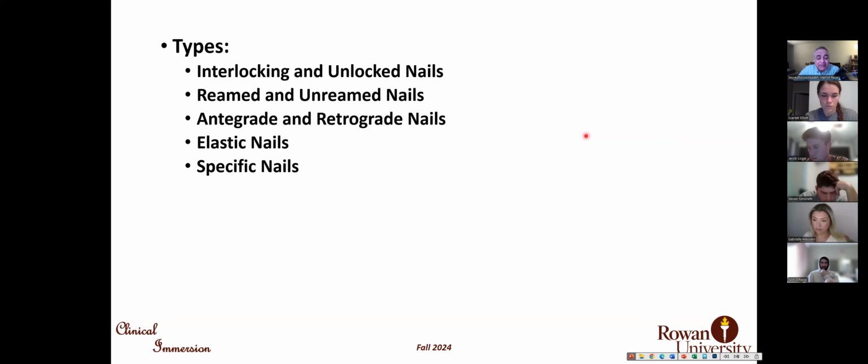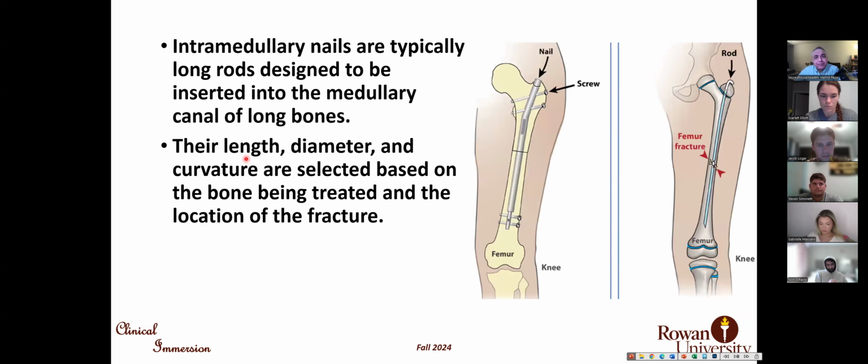Nails can be simple nails, or we call them unlocked nails, or they can be locking nails. They can be reamed or unreamed. They can be antegrade or retrograde. They can be solid or cannulated or elastic. And sometimes we have specific nails for specific applications that I will show you some of them.